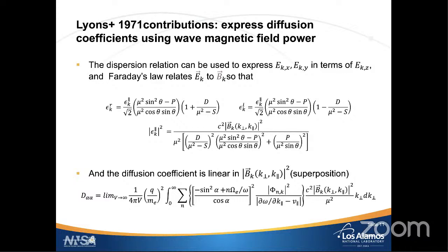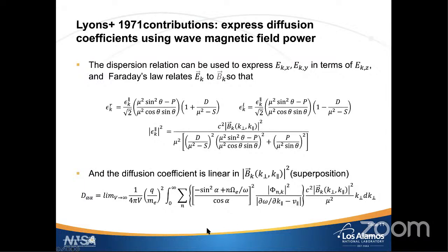That is, if I have two distributions of wave power, I can first sum them and compute the diffusion coefficients, or I can first compute the diffusion coefficients of each distribution and then sum the result. Either way, I get the same answer, as one might expect. This is not true when one uses transformation of variables in Lyons' paper that I discuss next.